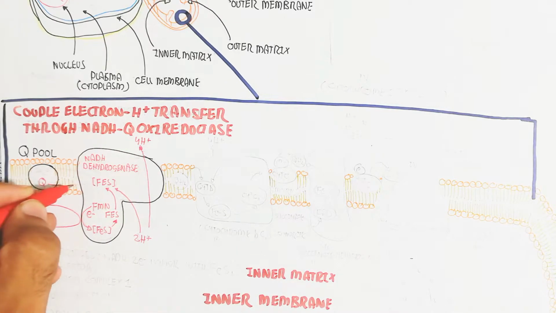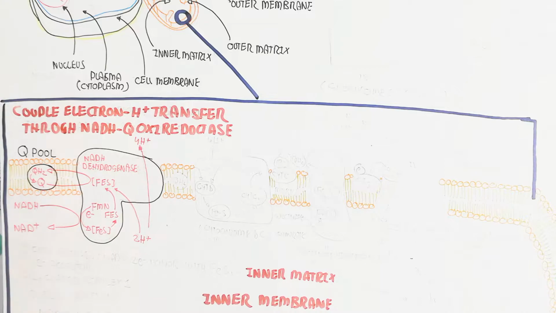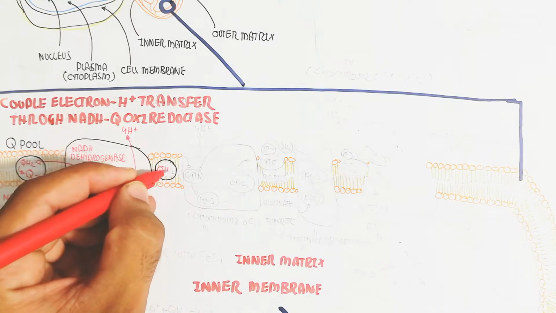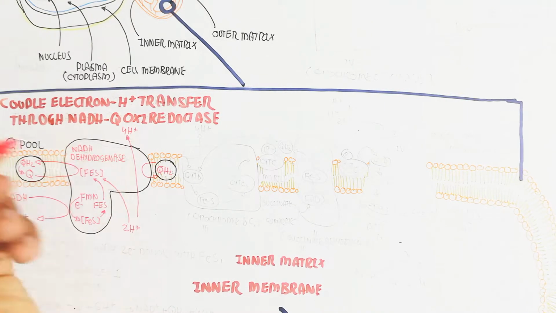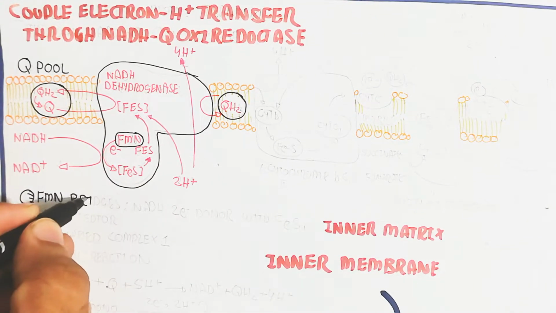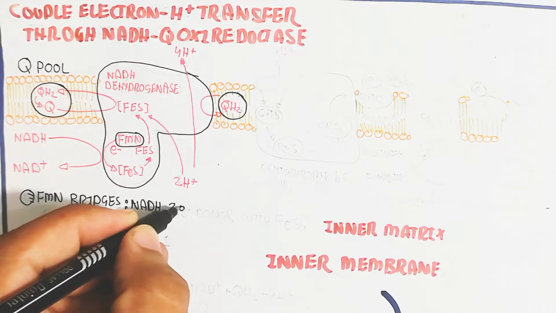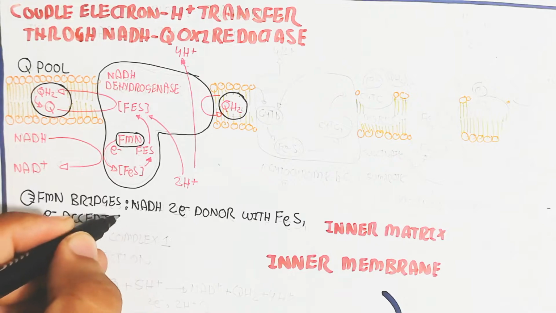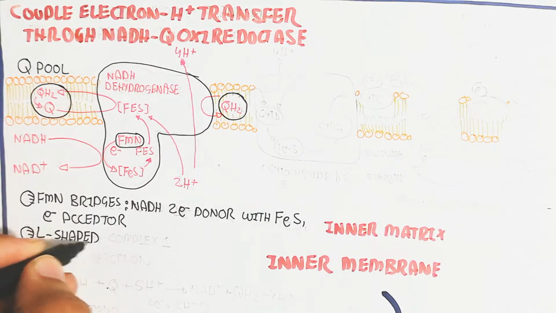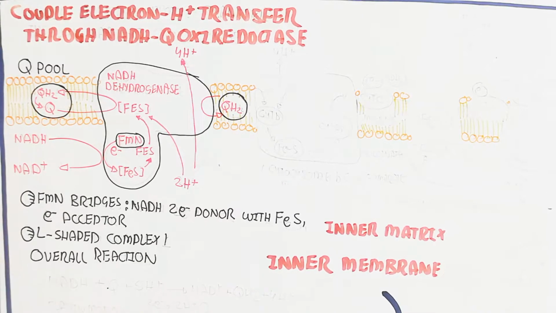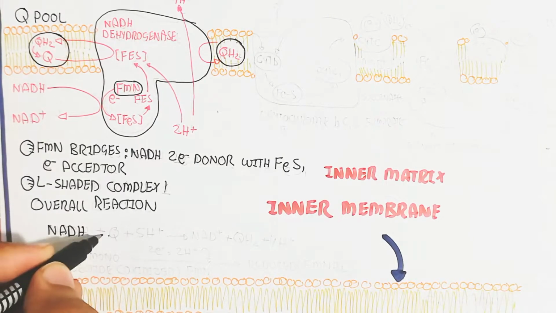The FMN basically absorbs the electron and the iron sulfur protein will transmit it to the quinone to form a reduction into QH2. In this QH2 formation, remember, 5 protons are involved. Here the FMN bridges NADH, a two-electron donor, with iron sulfur protein, a one-electron acceptor, in the L-shaped complex 1.